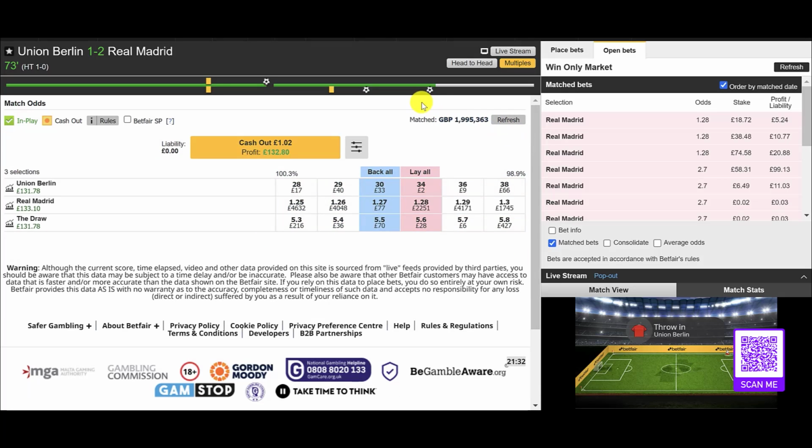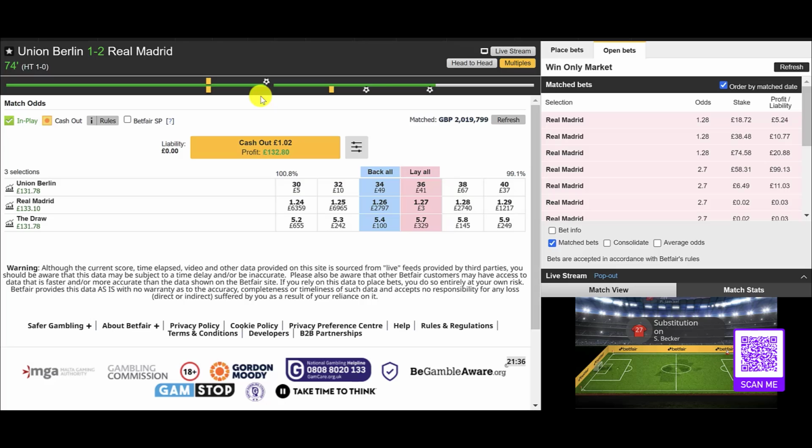Okay, so you saw that this was a definite great example of using the XG to help us find a great trading opportunity. Okay, we're not using a crystal ball, but it's not far off. At half-time, Union Berlin were winning. We could see from the XG, actually, it should be 2-1 to Real Madrid. And here we are in the second half, and it's 2-1 to Real Madrid.